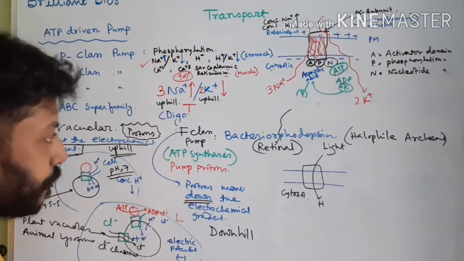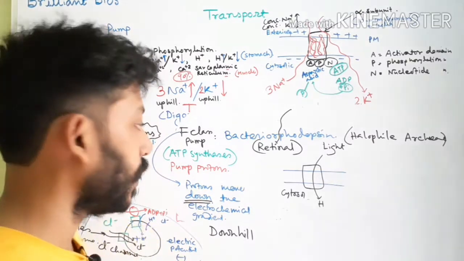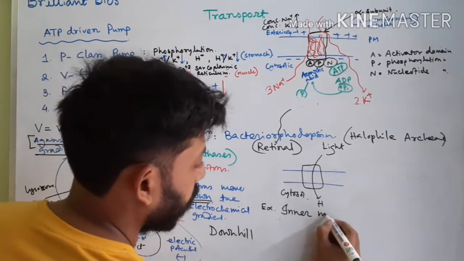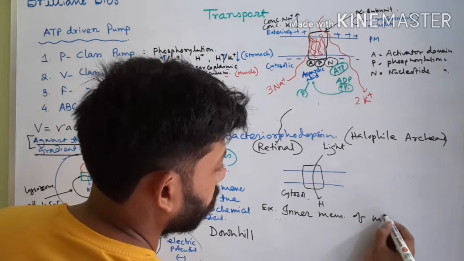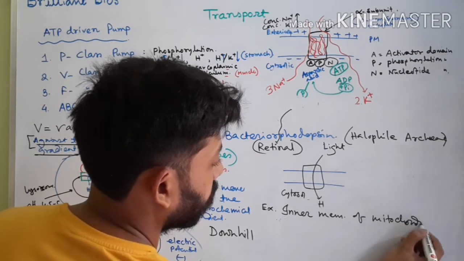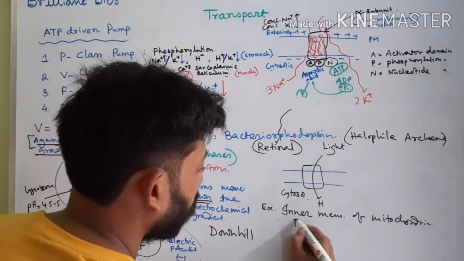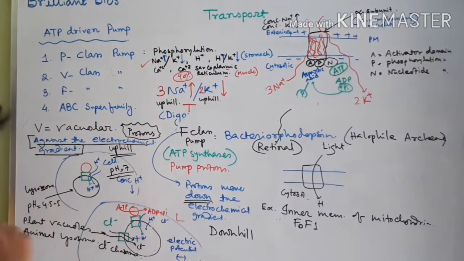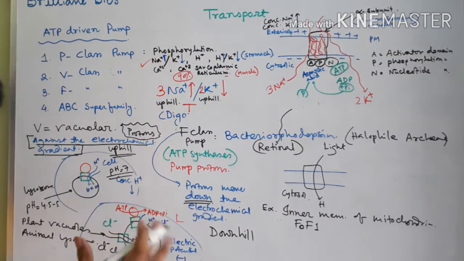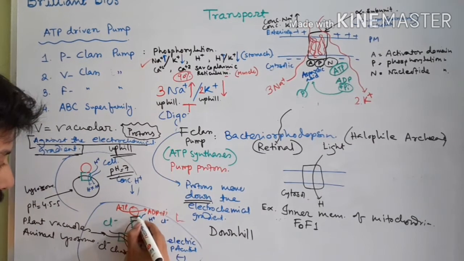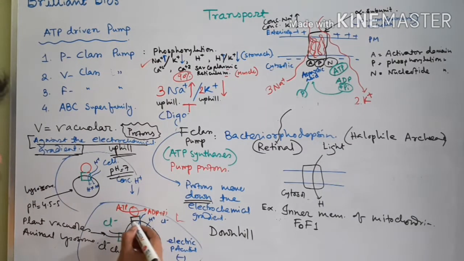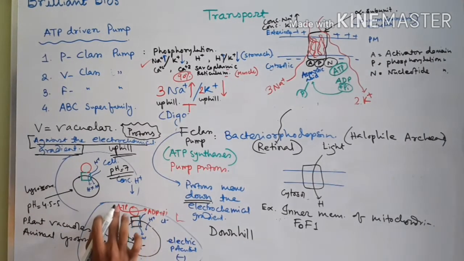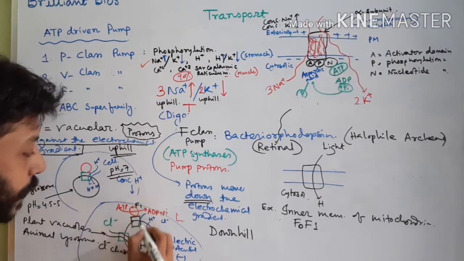Now another example is the F-class pump that is present in the inner membrane of mitochondria. Like F0, FO, F1, we can call it FO. Now here the structure, I have mentioned that the structure is similar. This portion that is embedded in the membrane, we call F0 or FO, and this is the F1. So if it is the F-class pump, then we call it F1, and this is the F0.